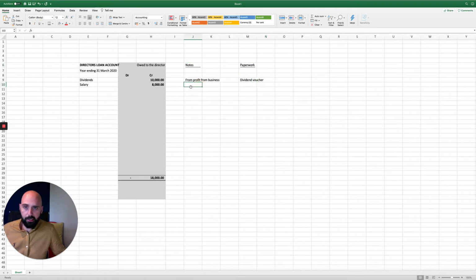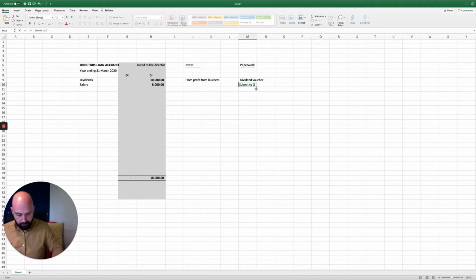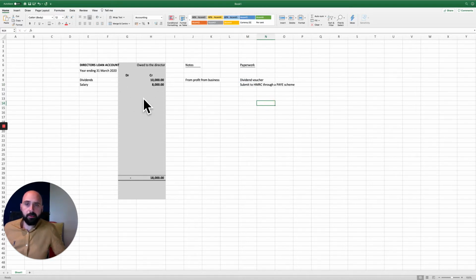So technically, to pay yourself a salary, you should submit it through a PAYE scheme. You should have a PAYE scheme set up. You submit that salary on a monthly basis. We do that for the vast majority of our clients. We submit your salaries every month. So I'm just going to put a note there, submit to HMRC through a PAYE scheme. I don't want to go off too much exploring and explaining the different elements of a director's loan account, but the reason why you want a PAYE scheme set up is to take advantage of your tax-free allowances.